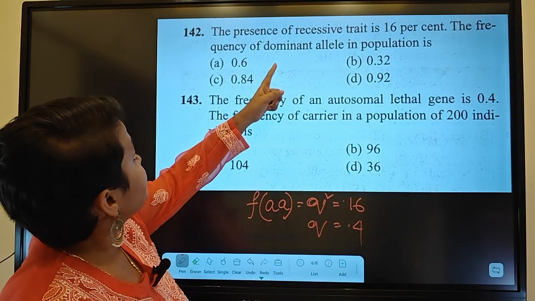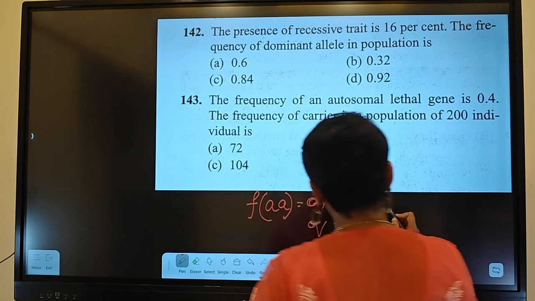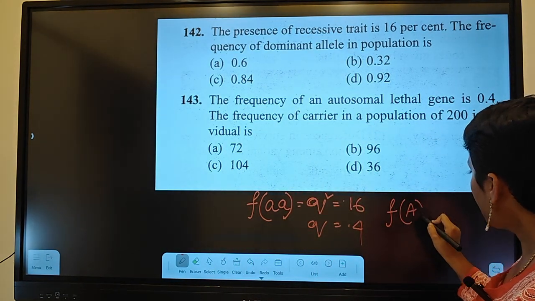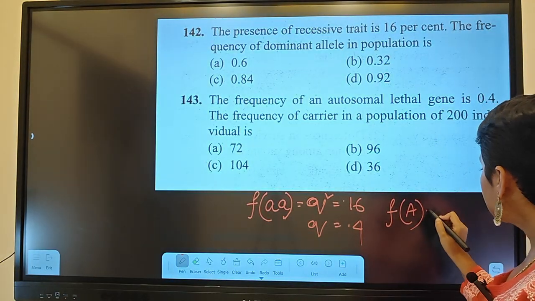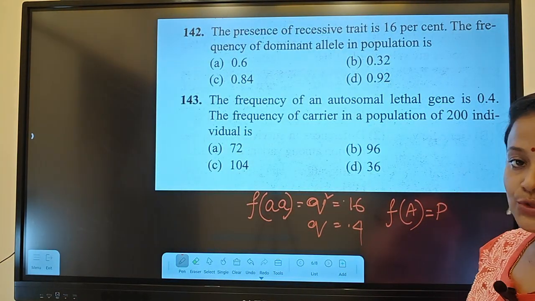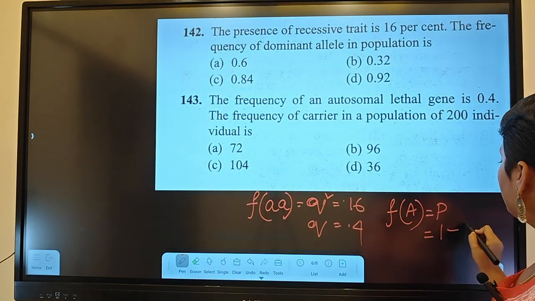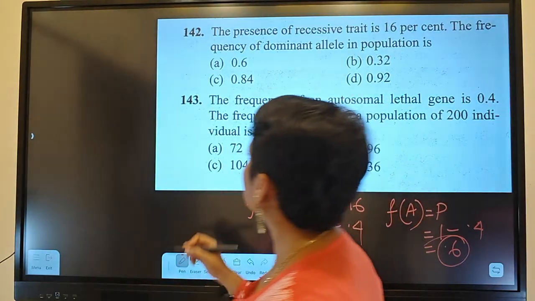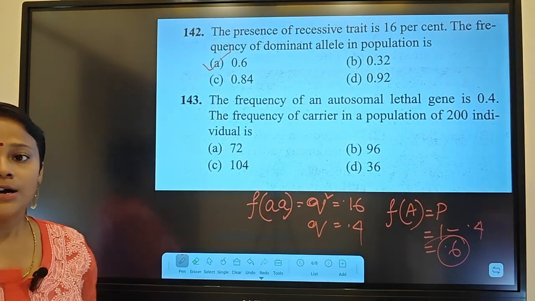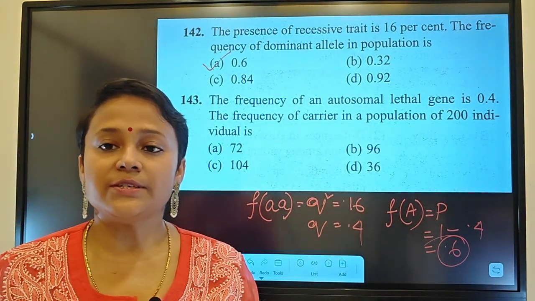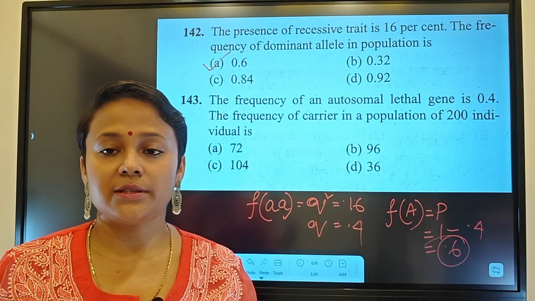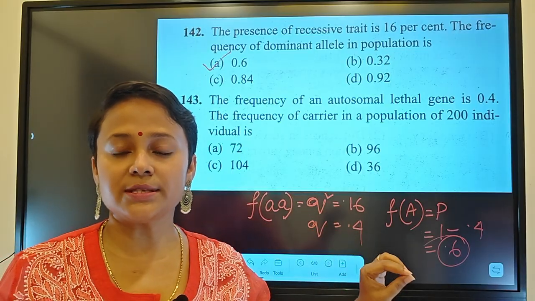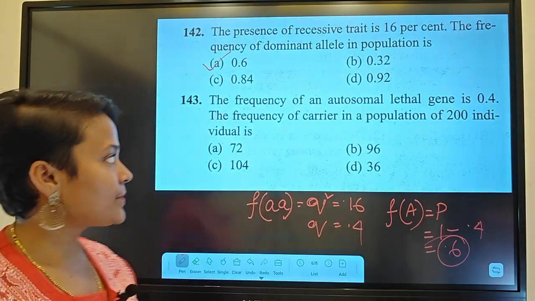Now they are asking the frequency of the dominant allele, which means they are asking the frequency of capital A. Capital A is nothing but P. So P will be 1 minus 0.4, so it will be 0.6, right? So which option will we choose? Option A. My request to all my viewers: first solve it yourself, then come to my discussion. Pause the video and try by yourself.